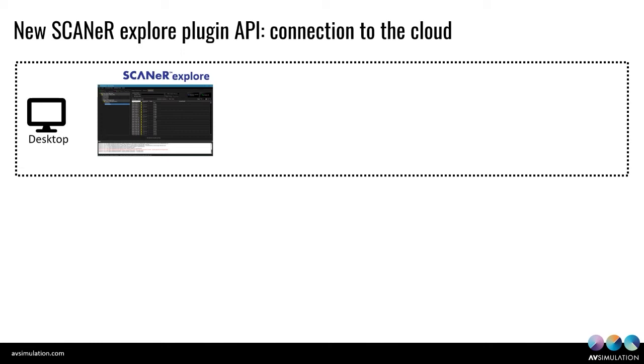So let me just explain to you the first topic, which is this new SCANeR Explorer plugin API. The aim of this API is to allow you to connect SCANeR Explorer with any cloud platform. What you can do first is use Explorer on your desktop. So what do you do when you do that? You have this local plugin that will handle everything for you on your desktop.